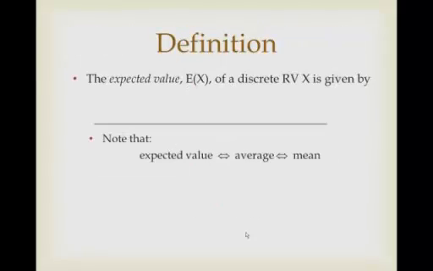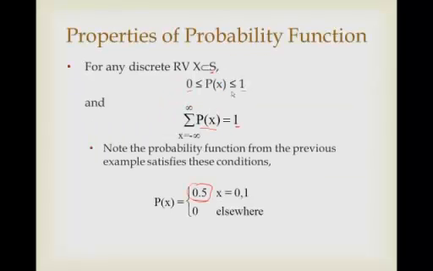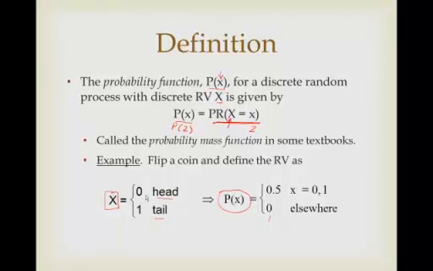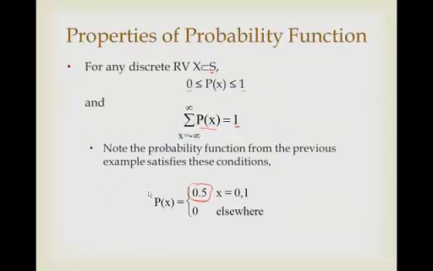Now, the expected value of a discrete random variable is given by this nifty little equation right here. We can say we're going to throw a value, like let's say a head. And previously we defined head as a 0, and a tail as a 1. We could do it the other way, it doesn't matter.